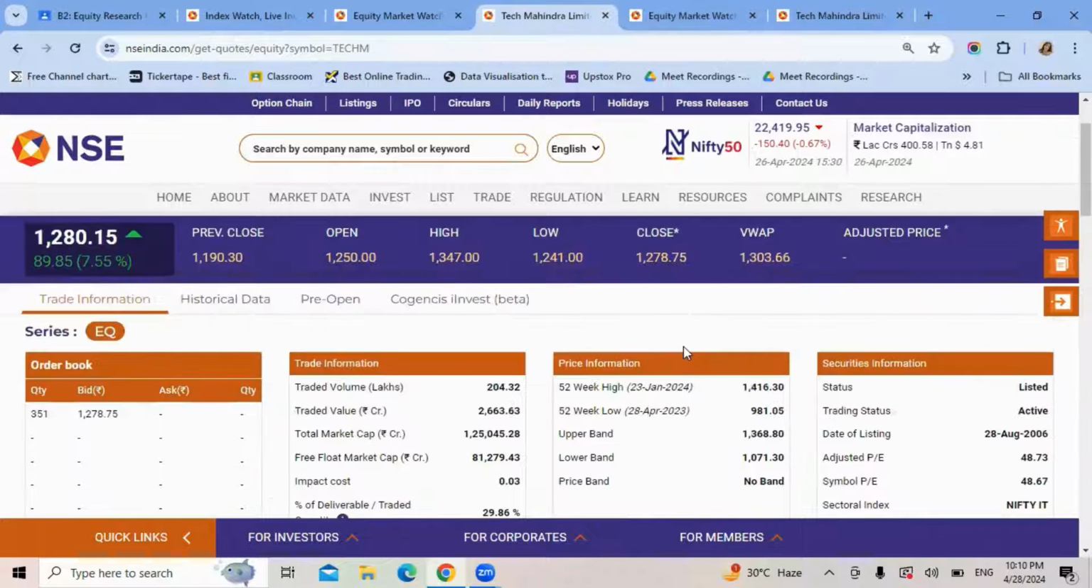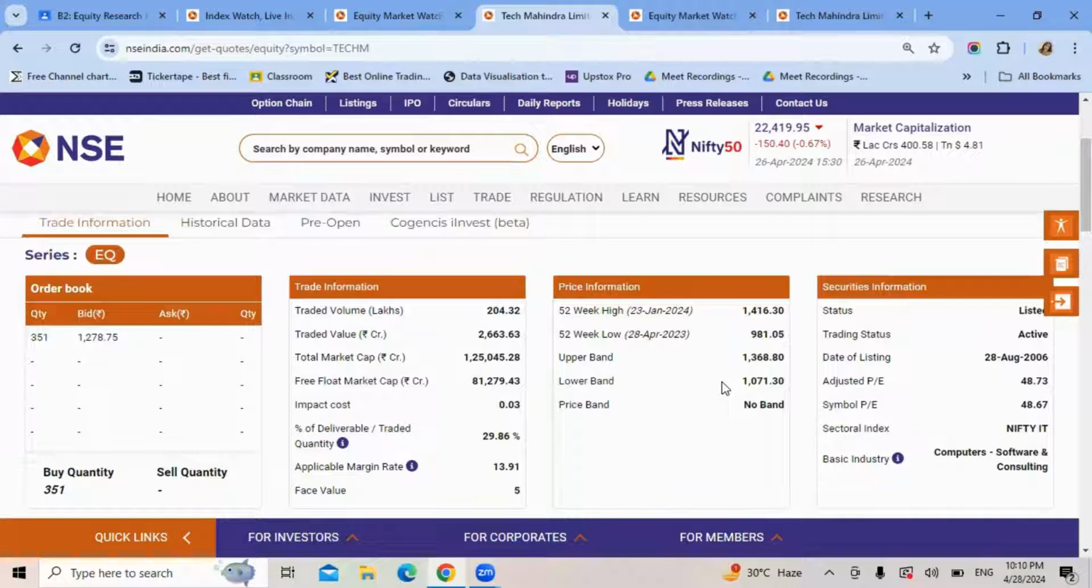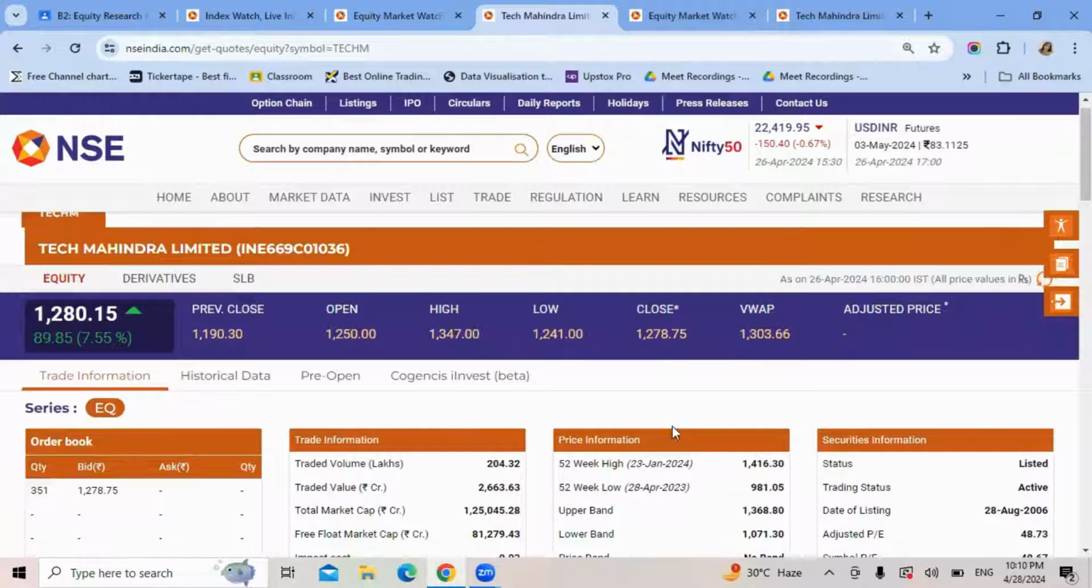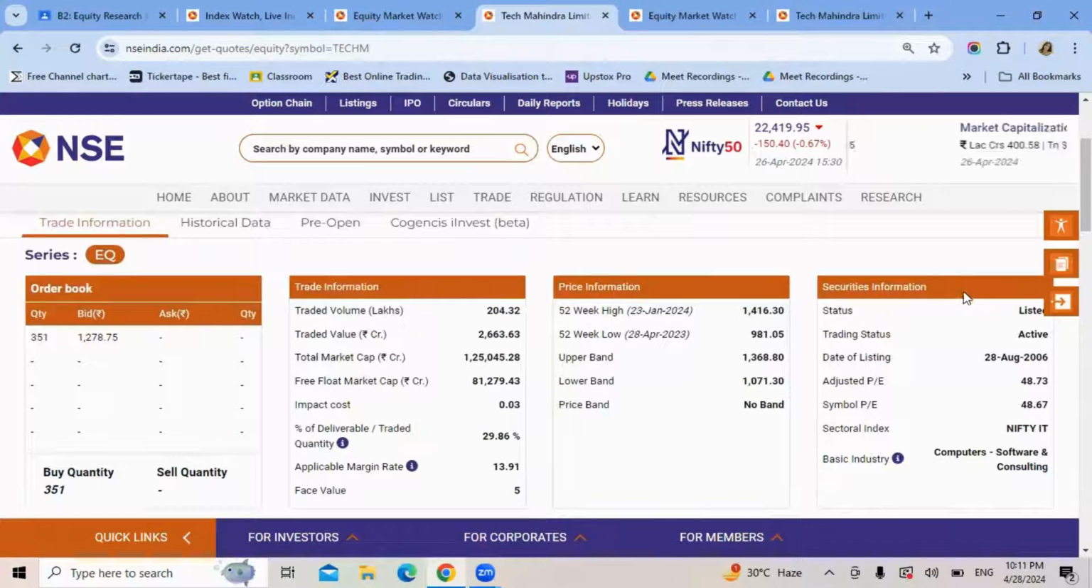Again, the fair value is 5. Then this is the price information, which tells us the band in which the per share price of Tech Mahindra was trading. And then the securities information.